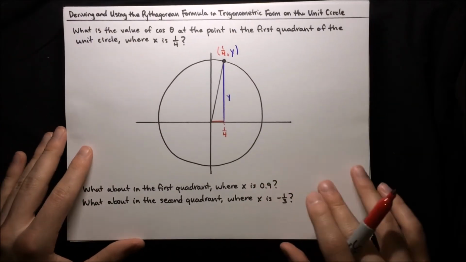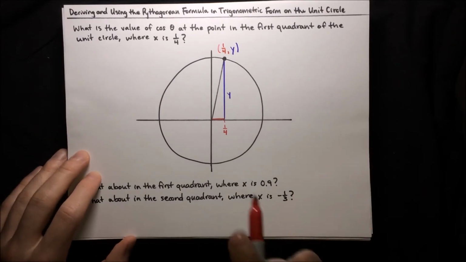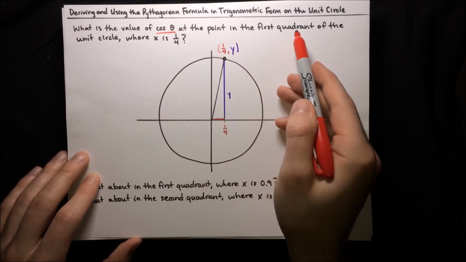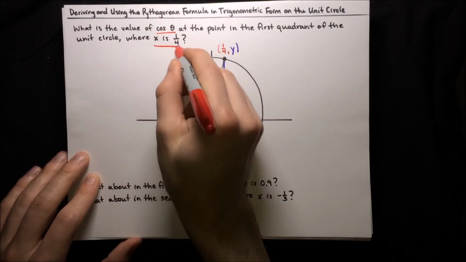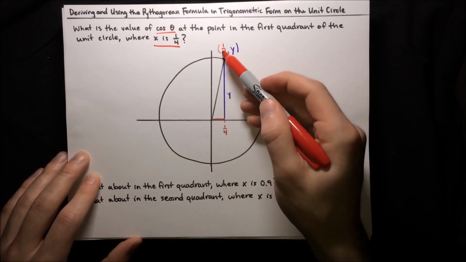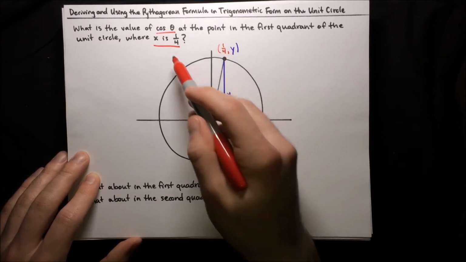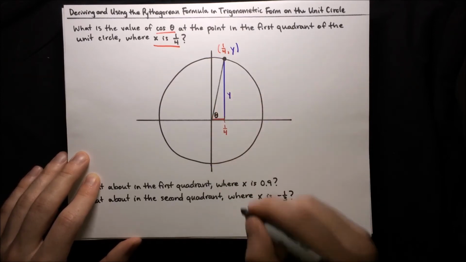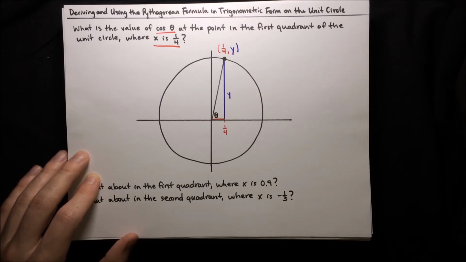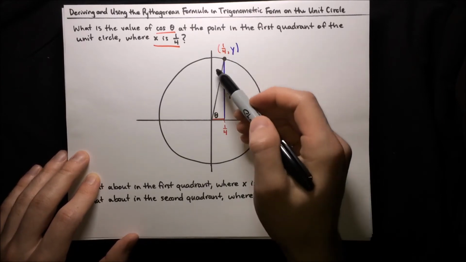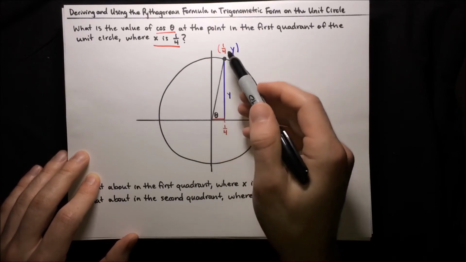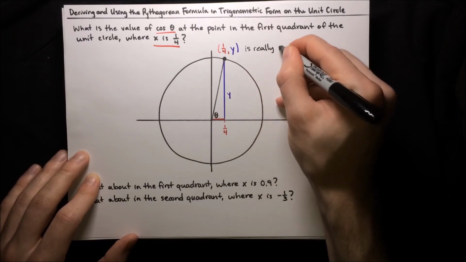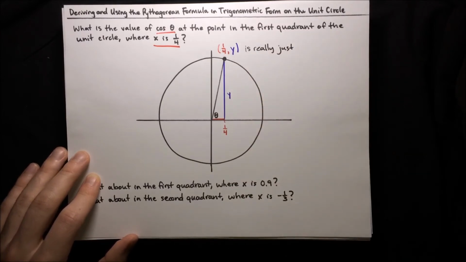Now let's apply what we've learned to some concrete problems. So first problem, what is the value of cos theta at the point in the first quadrant of the unit circle where x is a fourth? We've got that point labeled here. X is a fourth. We set up the triangle, and we want to find cos theta, where theta is that angle within the triangle. And remember, on the last slide, we saw that this point, 1/4 y, or just any point xy on the unit circle, is really just cos theta sine theta.